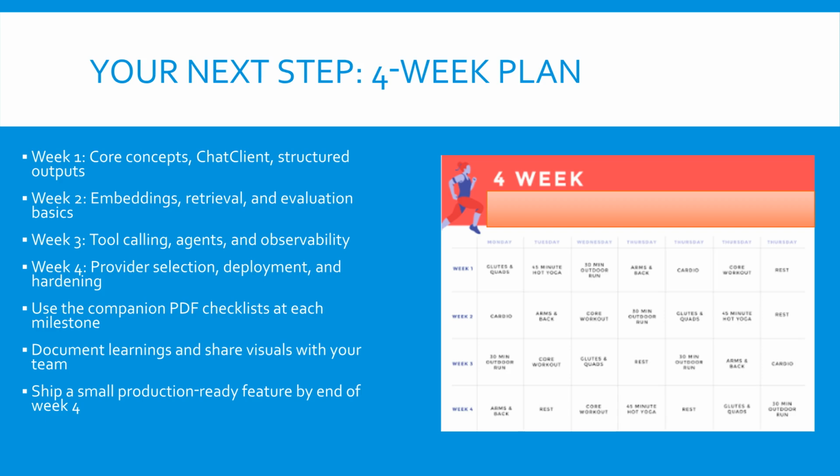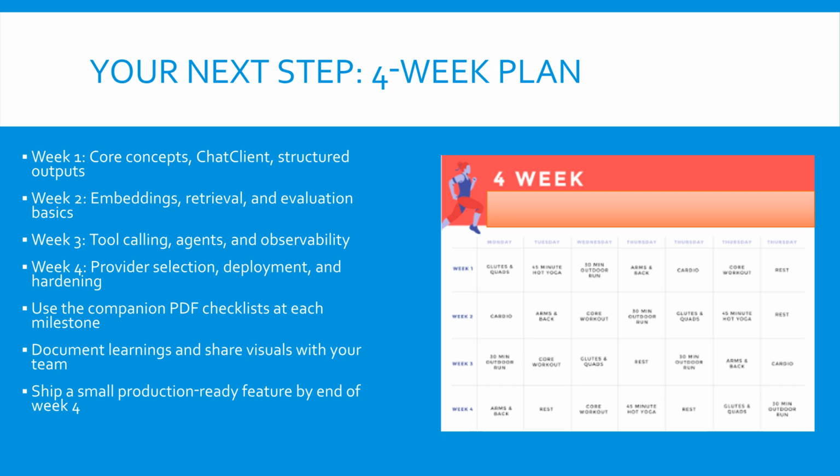Week 3 adds action, tool calling and simple agents with guardrails, plus observability hooks, timers, counters, traces, so the system is measurable. In week 4, you perform provider selection using the trade-off matrices, latency, cost, capability, policy, then containerize and deploy behind a feature flag. Throughout, use the companion PDF's checklists, decision logs, and anti-pattern catalogs. Share your one-page visuals with teammates to create a common map.